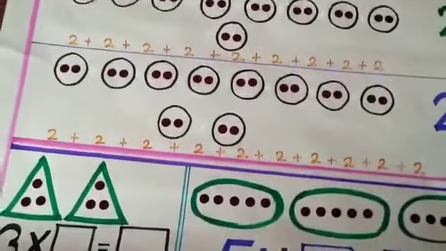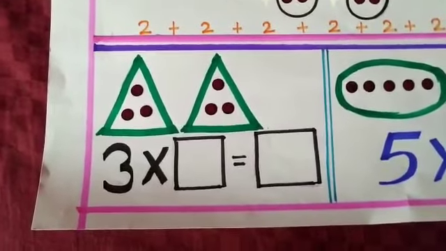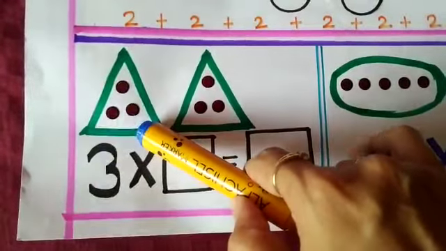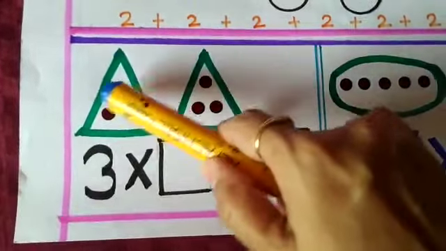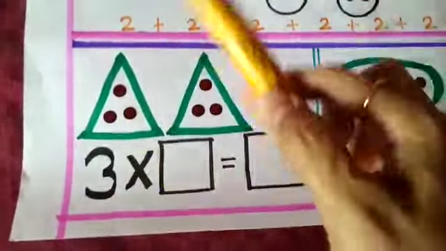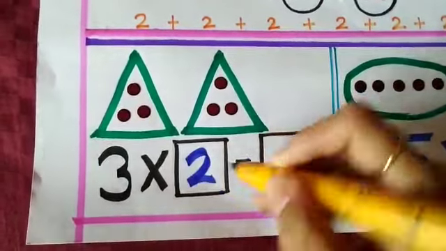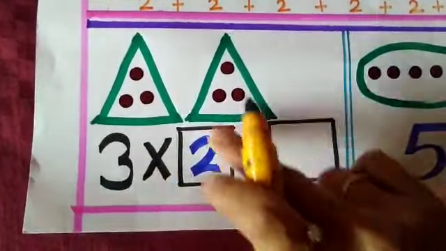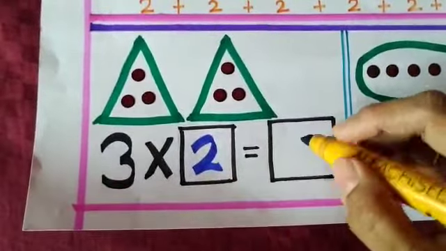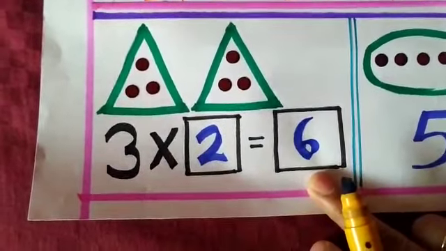Now a few more multiplication examples we are going to see. Can you see these 2 triangles? And in each triangle, how many bindis are there? 3 bindis. 1, 2, 3. So 3 bindis in how many triangles? 2 triangles. So 3 into 2. Total how many bindis? 1, 2, 3, 4, 5, 6. So total bindis here are 6. So 3 into 2 is equal to 6.